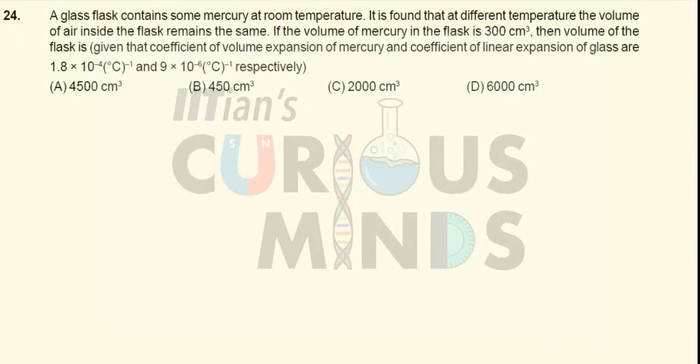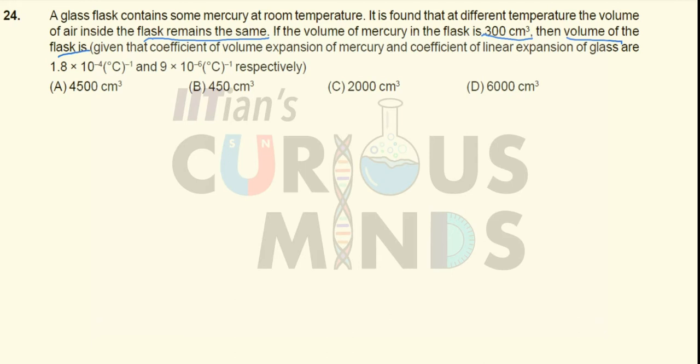A glass flask contains some mercury at room temperature. It is found that at different temperatures the volume of the air inside the flask remains the same. If the volume of the mercury in the flask is 300 cm³, then the volume of the flask is, okay, we have to find out the volume of the flask.